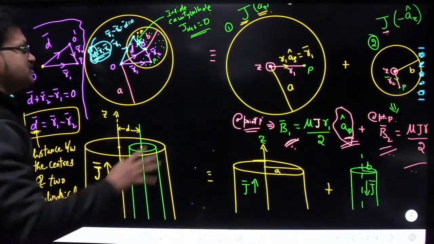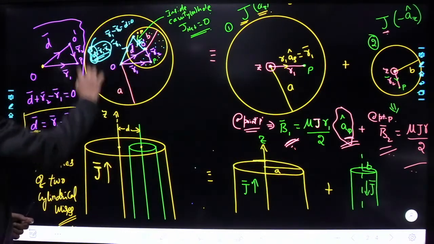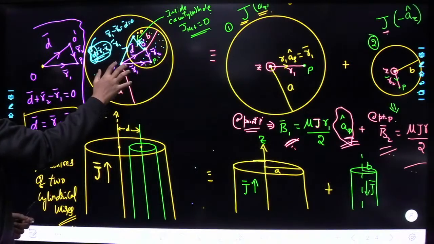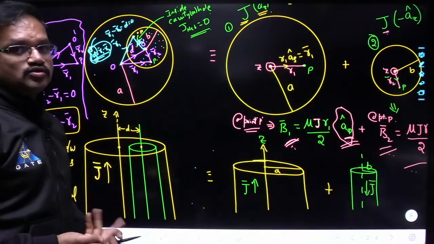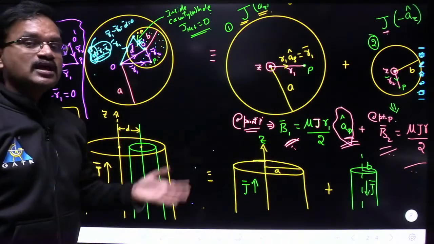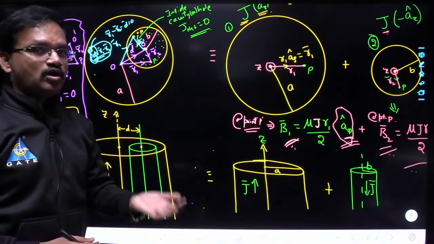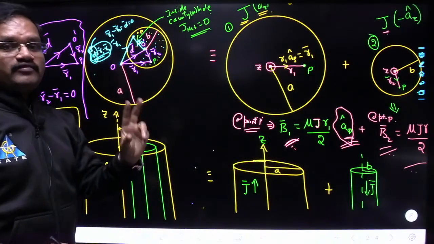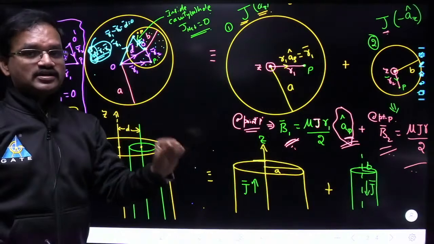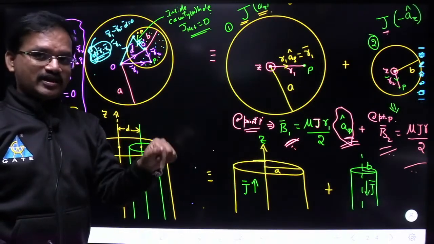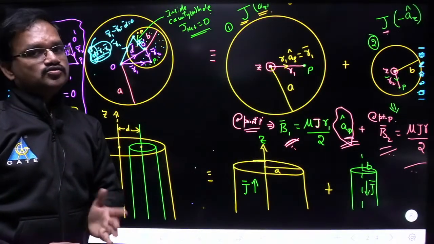So what I am saying here is, if you move this cavity such that the center of this cavity and the center of this wire both coincide, in that case this d will become equal to 0. So in that case, the magnetic field inside the cavity will become equal to 0. When the centers of the two cylindrical wires coincide with one another, the distance between the centers becomes 0, and in that case, inside the cavity, the magnetic field will become equal to 0.